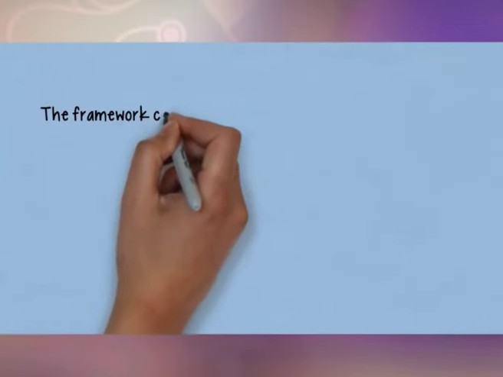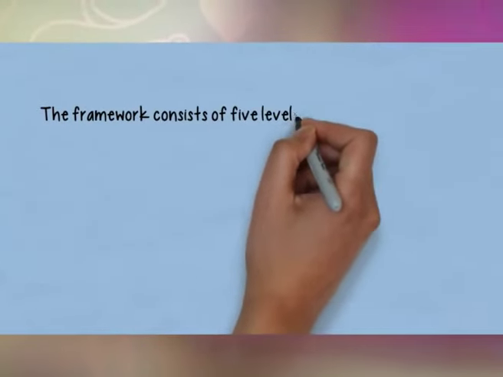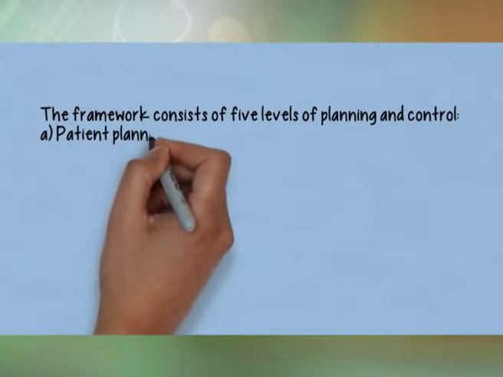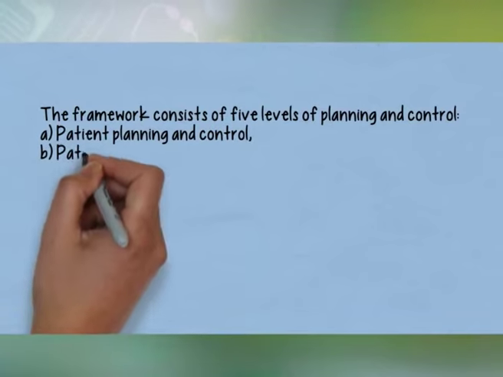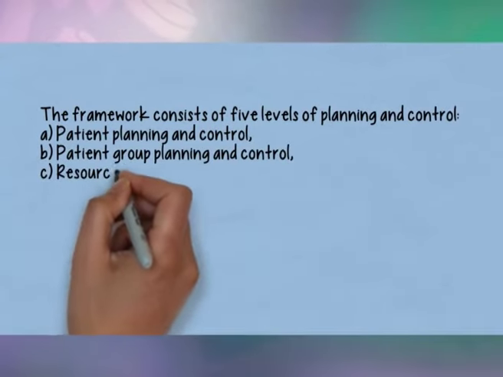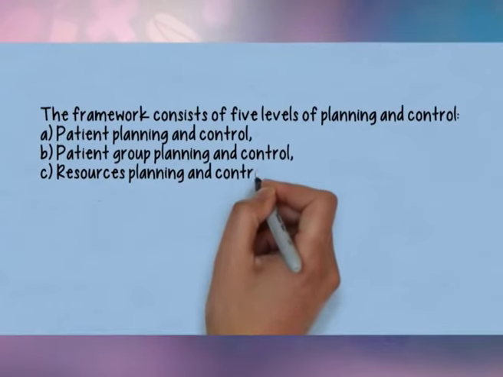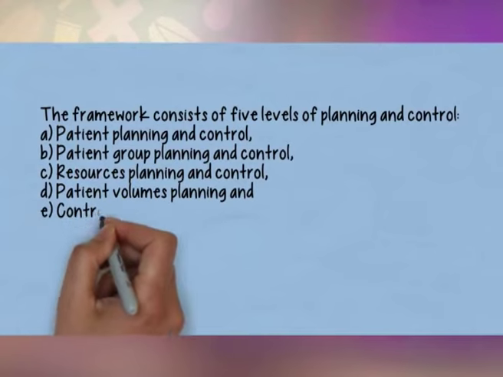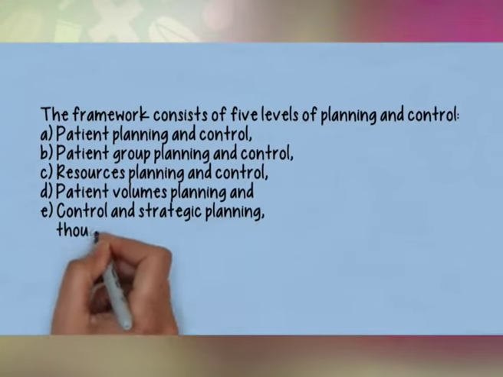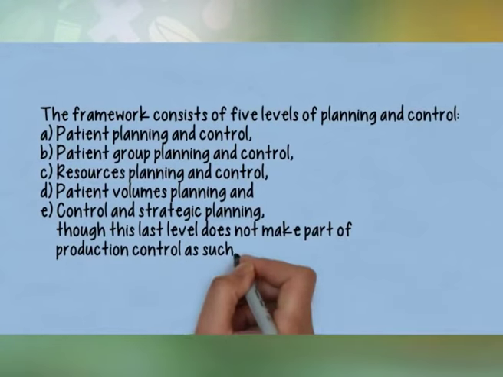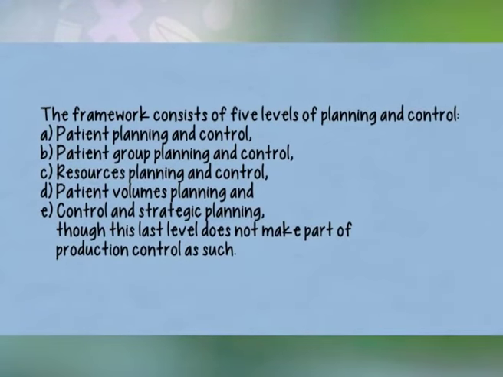The framework consists of 5 levels of planning and control. The levels are patient planning and control, patient group planning and control, resources planning and control, patient volumes planning and control, and strategic planning, though the last level does not make part of production control as such.